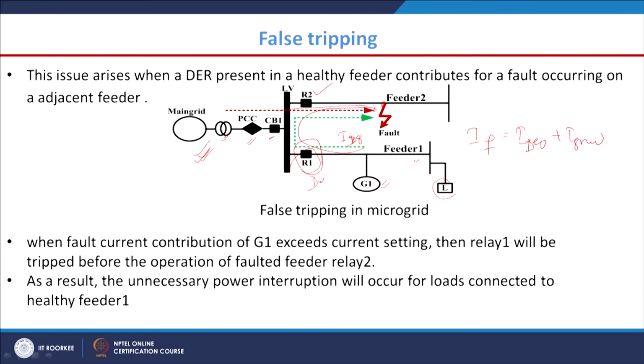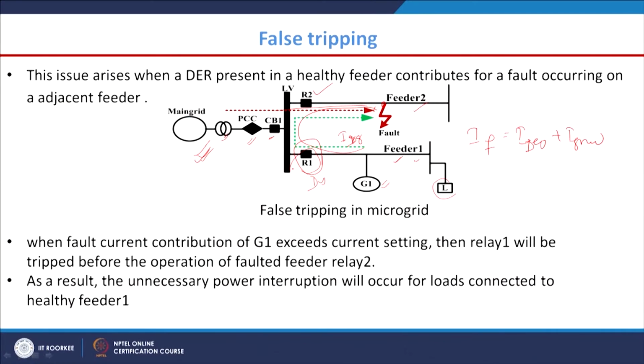So if we can add one directional unit here, then we can say there is no fault in this healthy feeder; rather, we can say there is a fault in feeder 2. In this process we can solve the protection issue, that is, false tripping. This tripping of the R1 relay is known as false tripping.